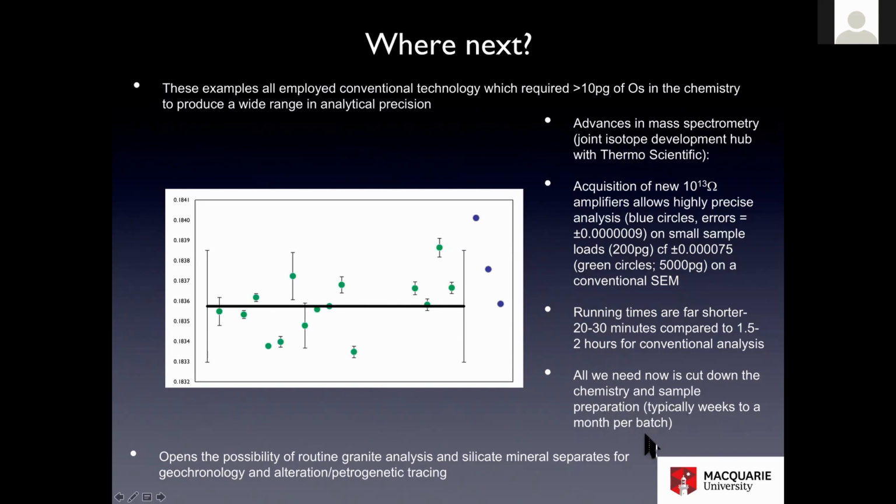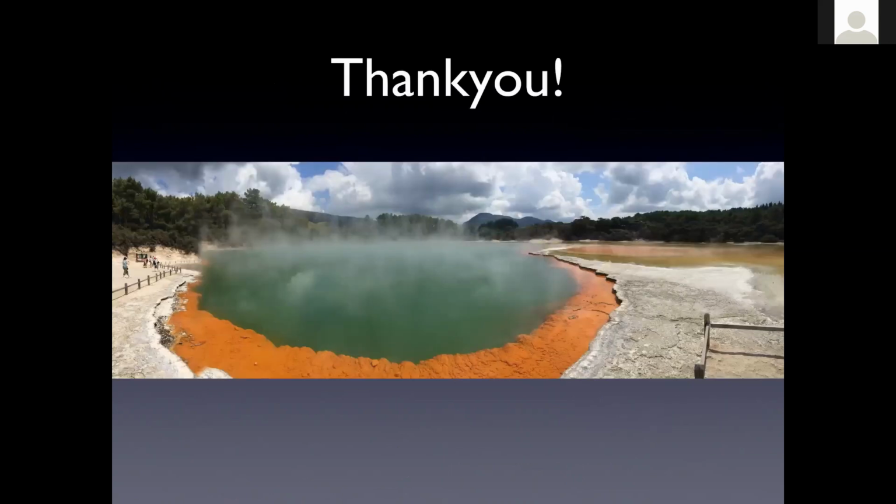But our chemistry and sample preparation, which is what Brandon was talking about for the copper and zinc isotopes, is where we need to work. If we can get around this, we can actually get into routine granite analysis and particularly silicate mineral analysis, which can allow us to trace and do geochronology and tracing on alteration and petrogenesis and skarn-related assemblages. And actually, I'll make this slide stack available at the back end of this. I've got extra slides which actually talk about some skarn and eclogite assemblages where we've done this, but I might leave it there.